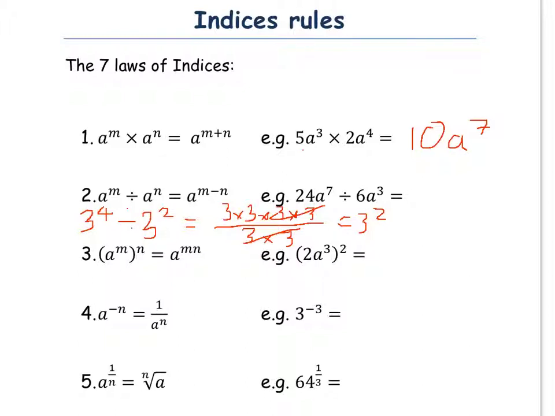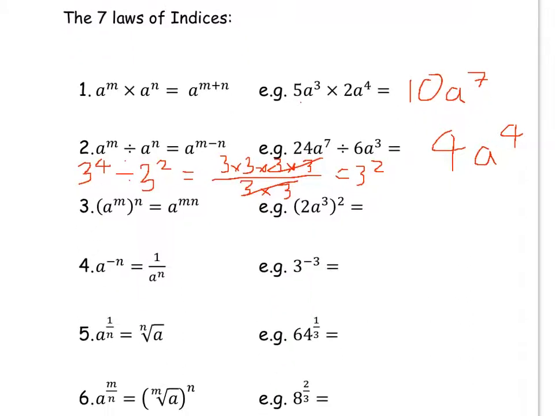Let's have a look at an example of this: 24a to the power of 7 divided by 6a to the power of 3. So you do 24 divided by 6, which is 4, and a to the power of 7 divided by a to the power of 3. So 7 take away 3 is 4. So that's the answer to that.